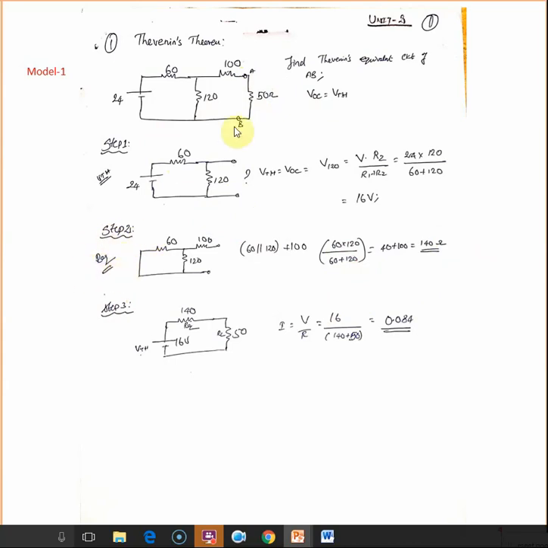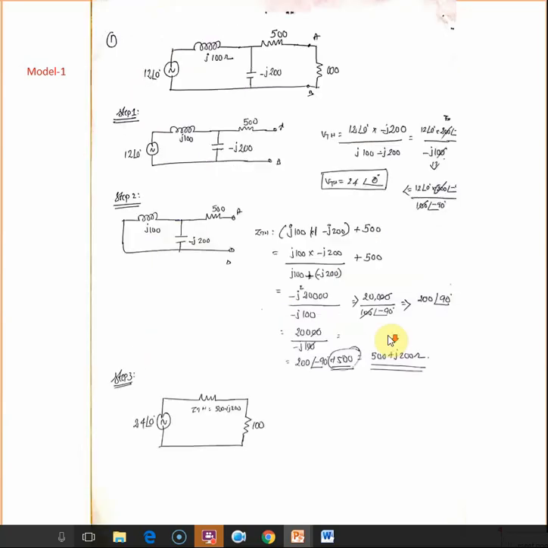What to do? In the load point, you are going to keep RTH. Any voltage source means closed circuit, any current source means open circuit. Step number three: substitute the VTH as well as RTH into the third step. Draw the equivalent circuit, substitute, and find out the I value. So this is Thevenin's theorem.